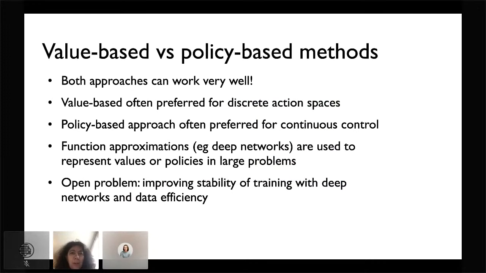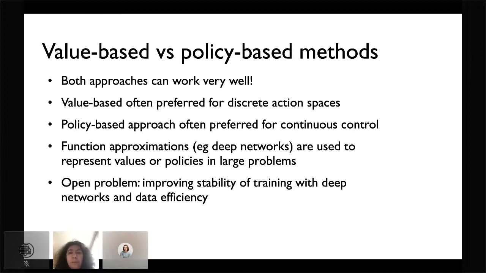Which one is better, value-based or policy-based methods? Well, both of them can work very well. Oftentimes, value-based is used in discrete action spaces, while policy-based methods are preferred in continuous action spaces. Deep networks are very often used in both of these classes of methods to represent either the value function or the policy. Deep networks have been really amazing in terms of allowing us to solve some big problems, but at the same time, they sometimes face issues of stability in the training, as well as data efficiency.